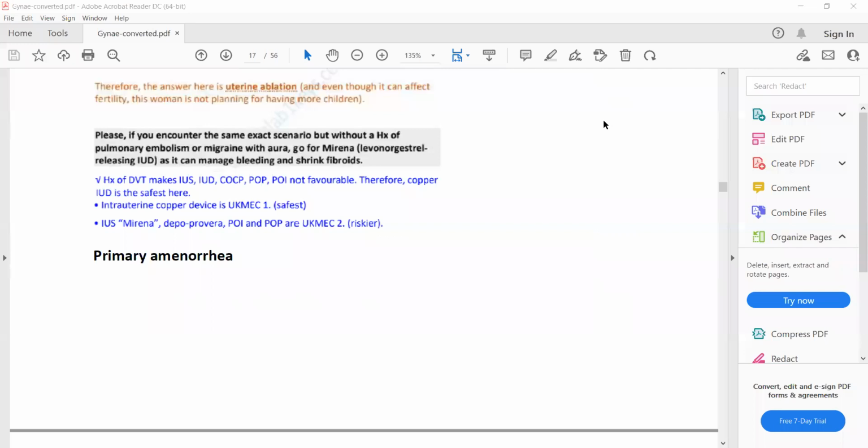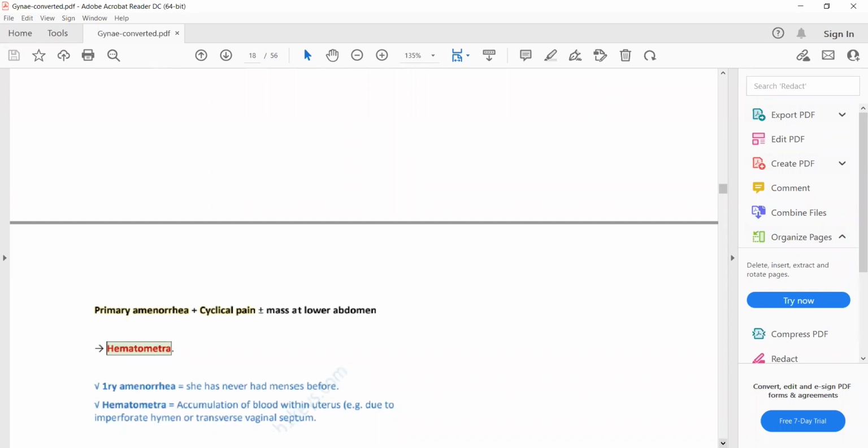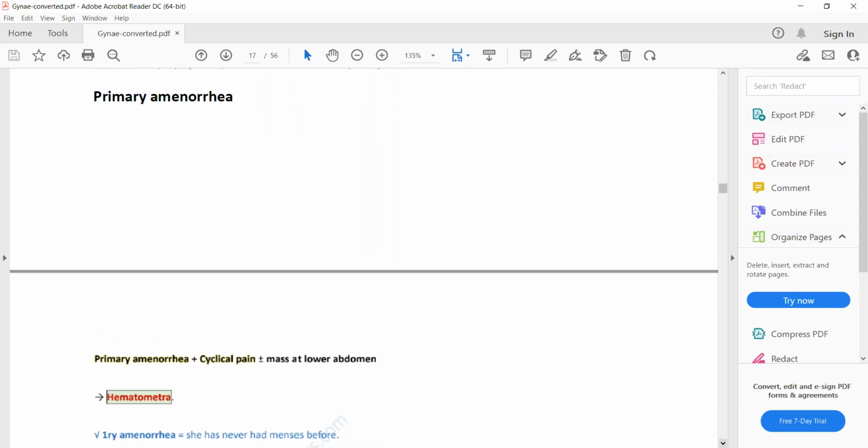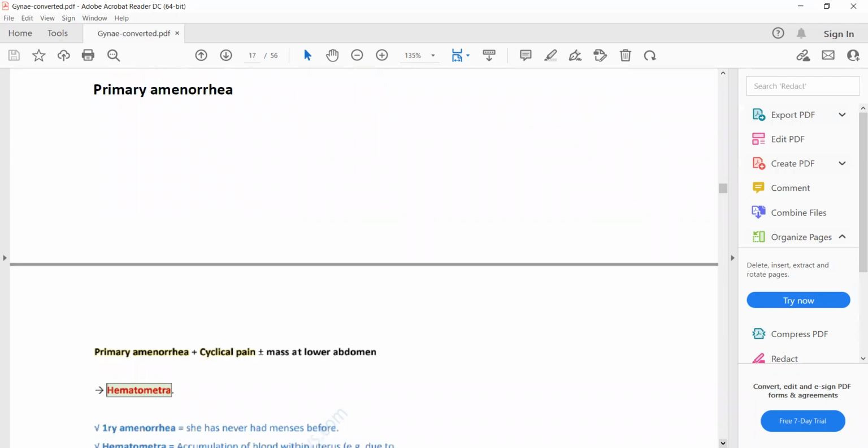Today we are going to discuss amenorrhea, its types and their causes. There are two types of amenorrhea: primary amenorrhea and secondary amenorrhea. Primary amenorrhea means she has never had menses before, and secondary amenorrhea means the female had menses, but then there's absence of menstruation.